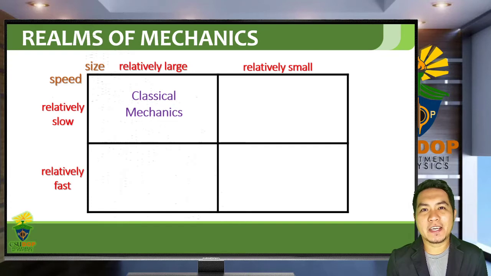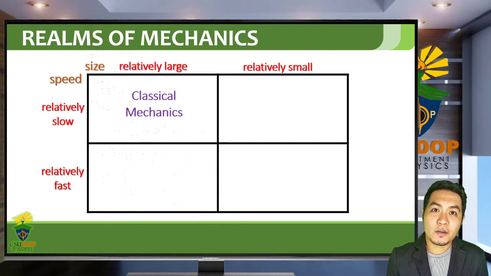So you have taken courses on classical mechanics: Physics 21, University Physics 1, and also your Classical Mechanics 1 and Classical Mechanics 2. So the objects of interest here are relatively large and relatively slow objects.